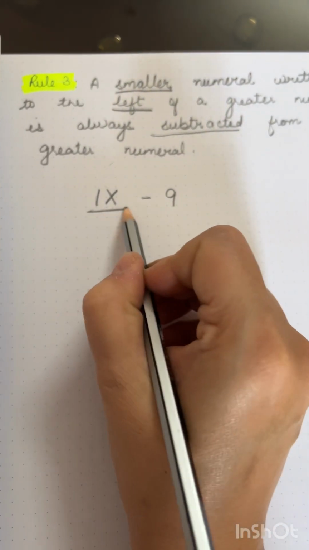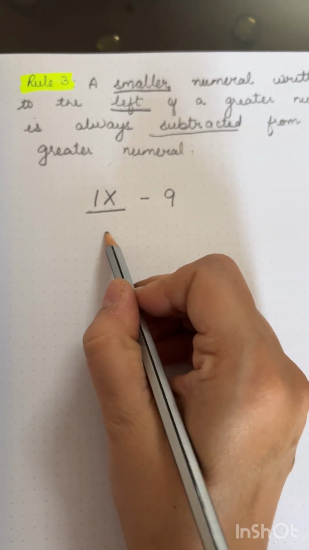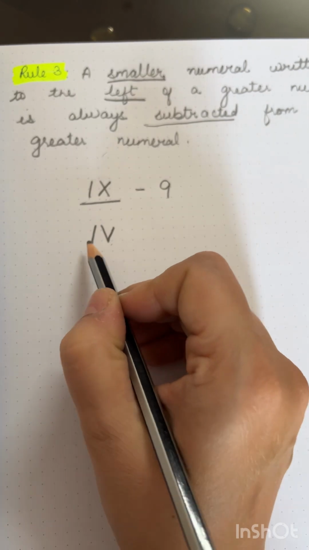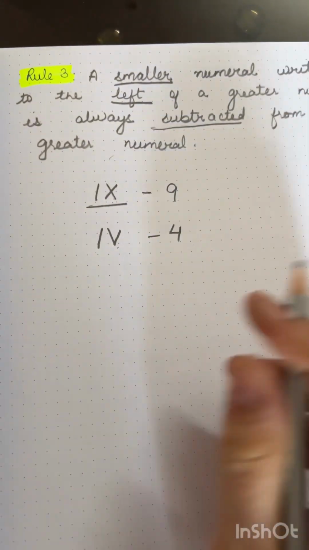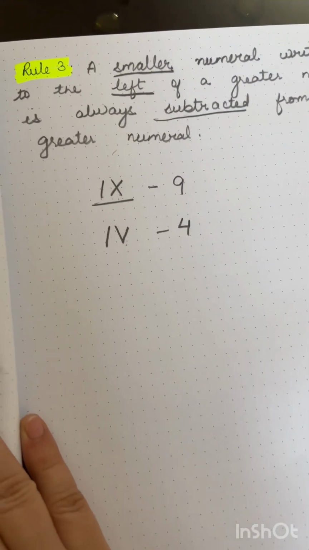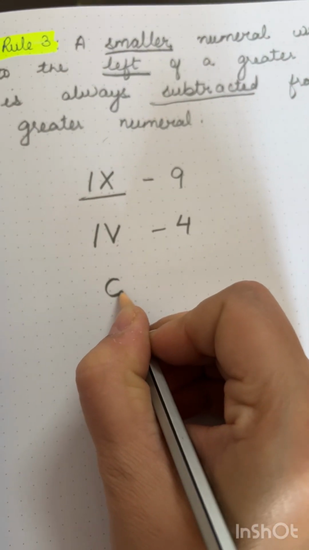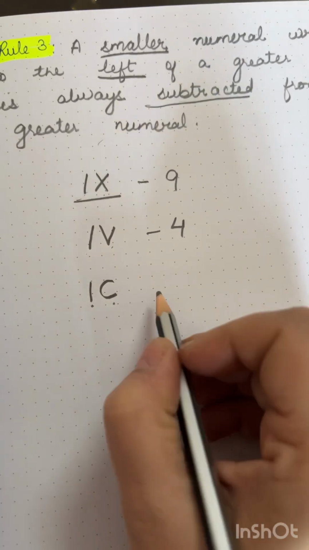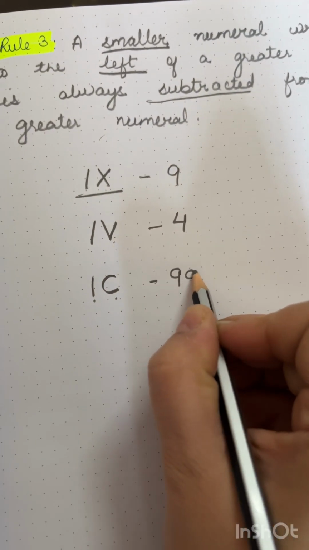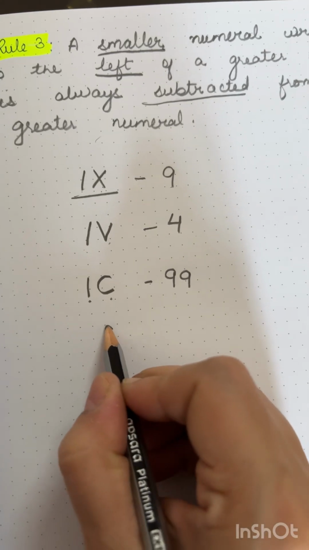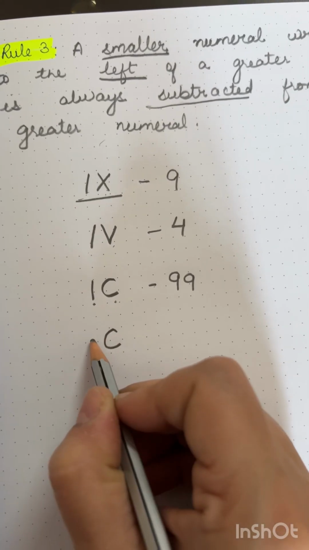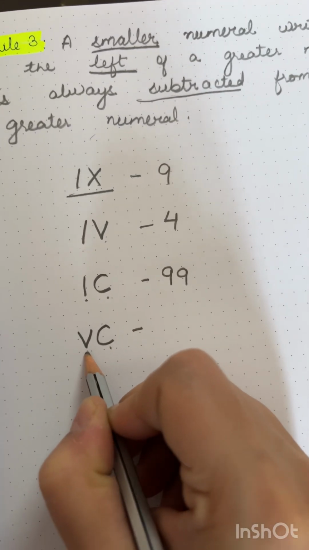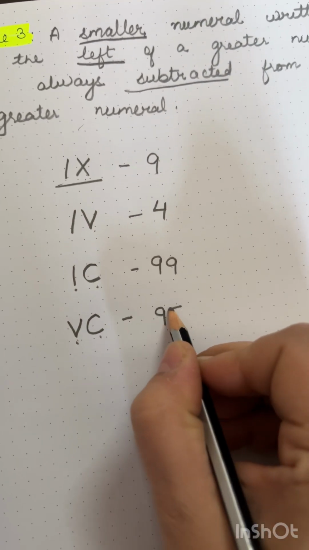So this is number 9. Here I'm writing 5 and if I write a smaller number 1 here, it will become 5 minus 1, 4. Now let me take a bigger number. If I'm taking C here, C stands for 100, and I'm taking 1 here, so 100 minus 1 will become 99. And again, if I'm writing C, 100, here and I'm writing a smaller number 5, it will become 100 minus 5 and it will become 95.